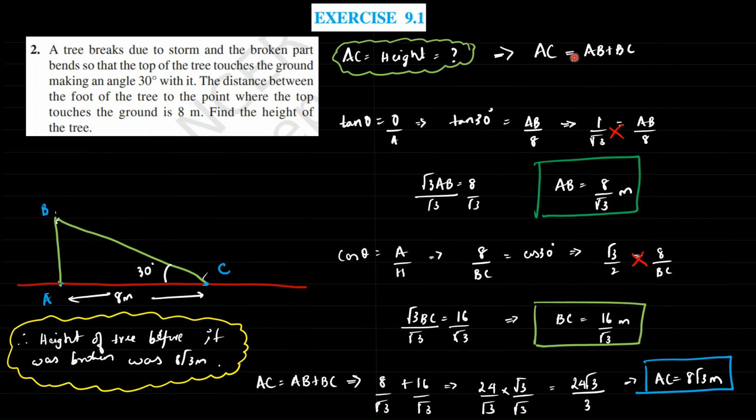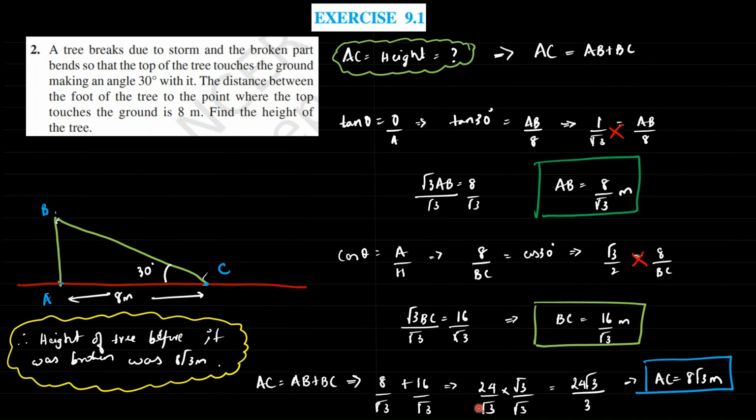We need to find out the value of AC, which is the height of the tree. And I know that AC can be written as AB plus BC. We have found out the value of AB. We have found out the value of BC. So I have written down AC is AB plus BC, 8 over square root of 3 plus 16 over square root of 3. Since the denominators are equal, I can just add up the numerators. So it is going to be 24 over square root of 3.